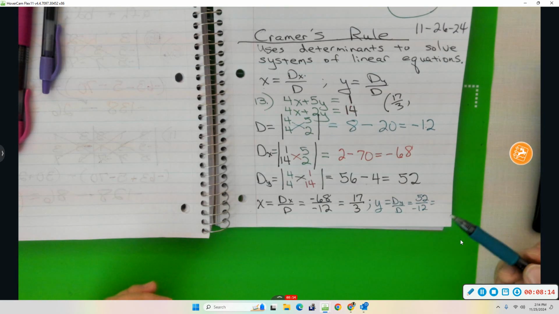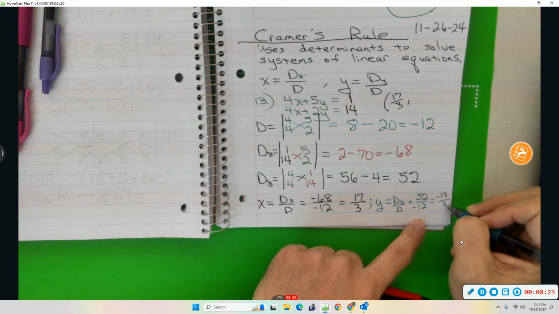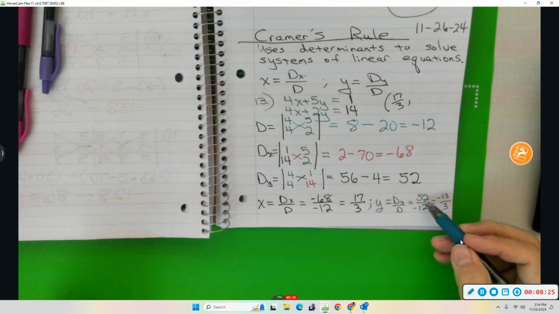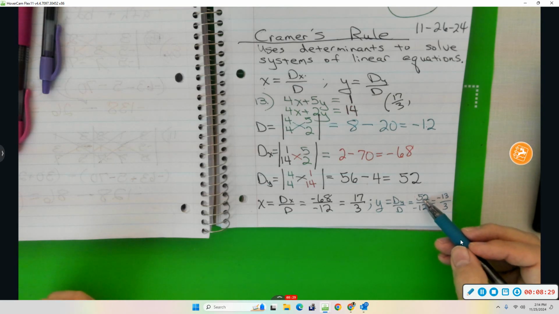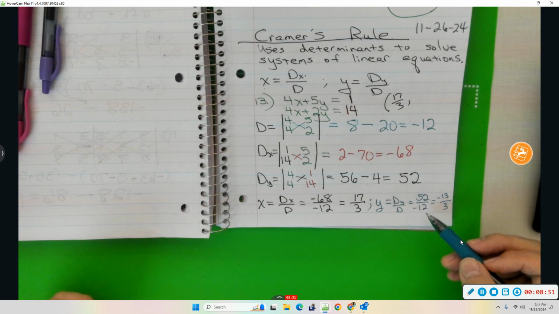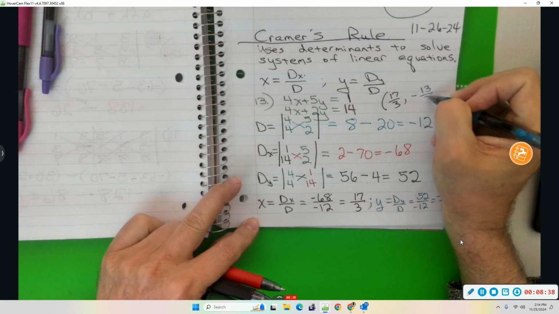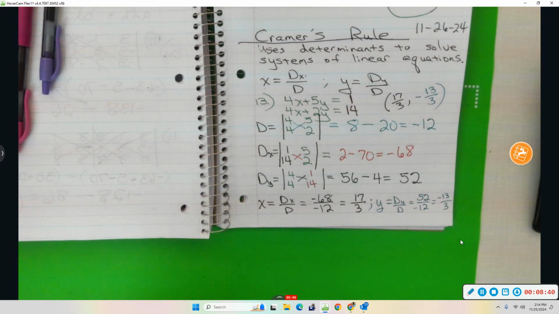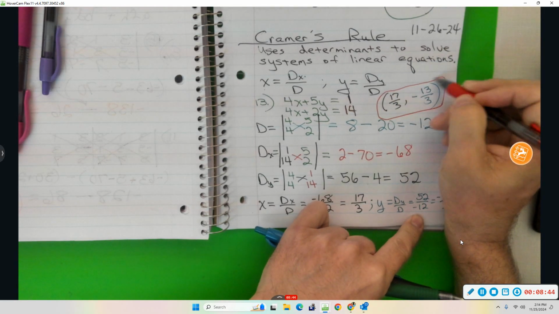Well, we can cancel. I think there's another 4, isn't there? Yeah. So a negative 13/3. First of all, positive divided by negative is negative. 52 divided by 4 is 13. 12 divided by 4 is 3. So negative 13/3. Notice how even though the answers are messy fractions, you don't actually do any work with the fractions.